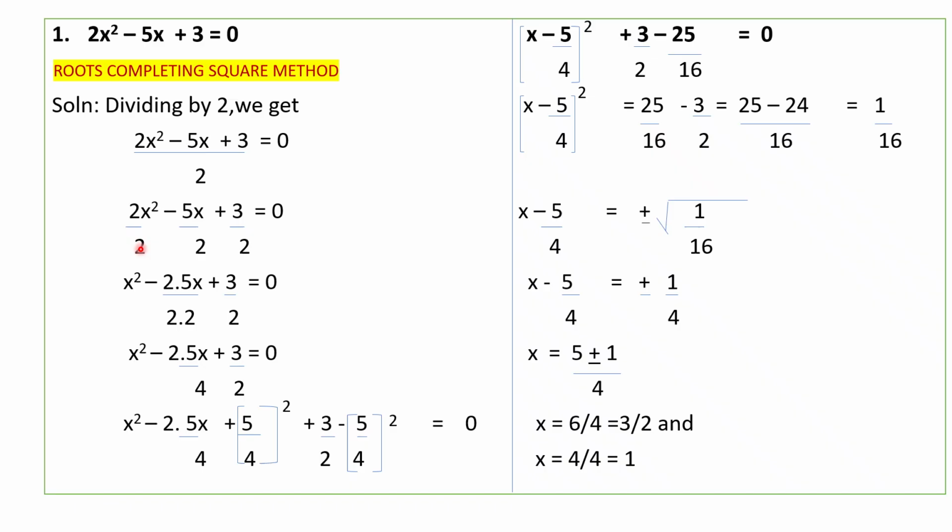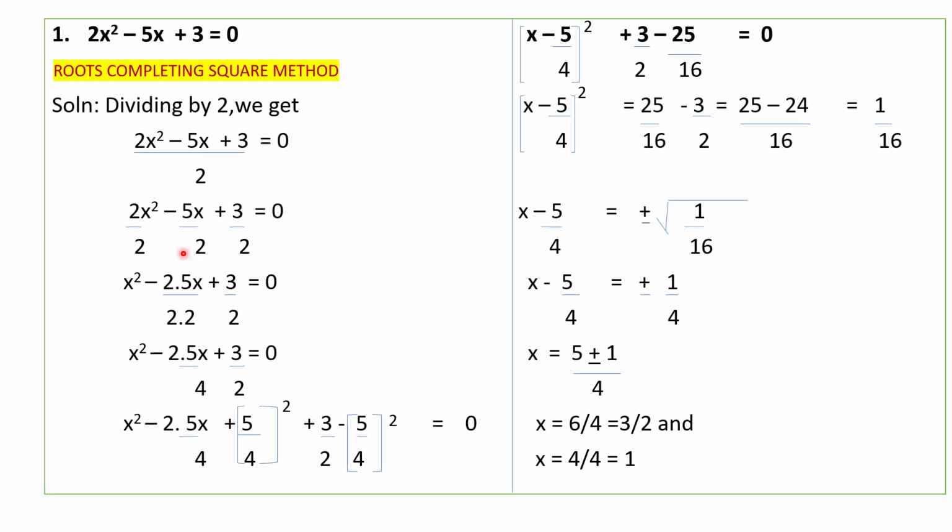Then this 2 and 2 will get cancelled. So x square minus 5x upon 2, and in this 2, I have multiplied the numerator by 2 as well as the denominator by 2. This is one important step. Plus 3 by 2 equal to 0. Means the first step is to make the x square coefficient as 1. For that you will divide by the coefficient of x square. The second step is, after doing all this, you multiply the middle term by 2 in the numerator as well as the denominator. This is the second step.